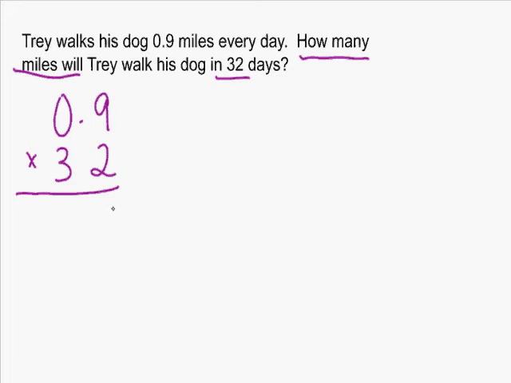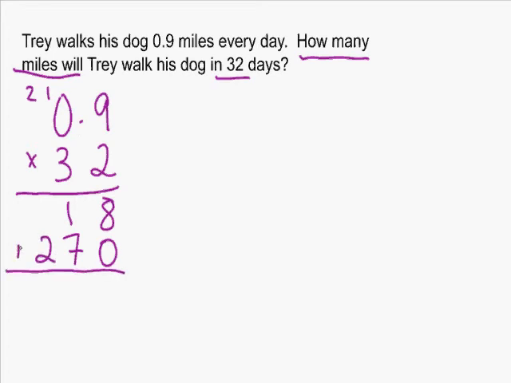So let's go ahead and start multiplying this. 2 times 9 is 18. Carry 1. 2 times 0 is 0. Plus 1, which is 1. I'm now going to start multiplying by 3. Because I'm moving one place value over, I need to fill in with the 0 so that I'm starting one place over. 3 times 9 is 27. Carry 2. 3 times 0 is 0 plus 2, which is 2.